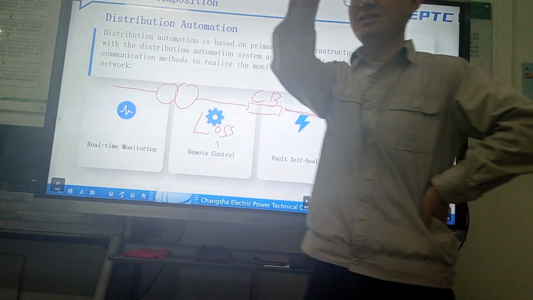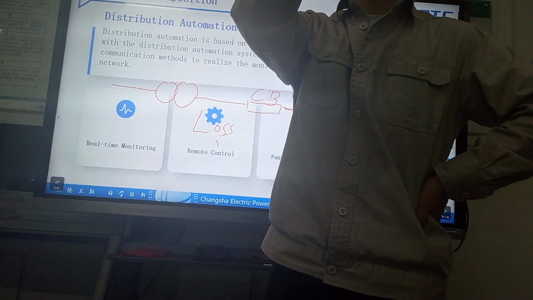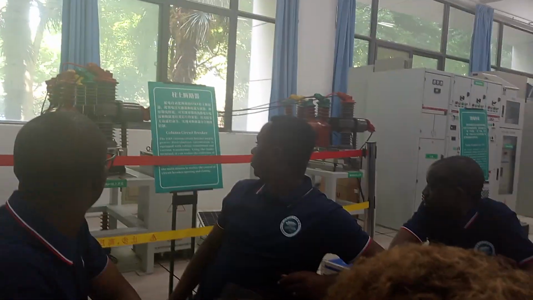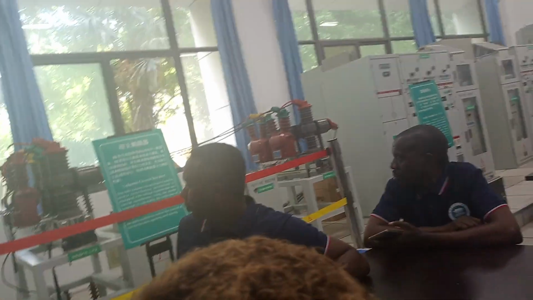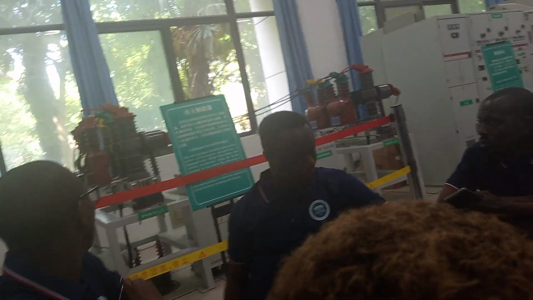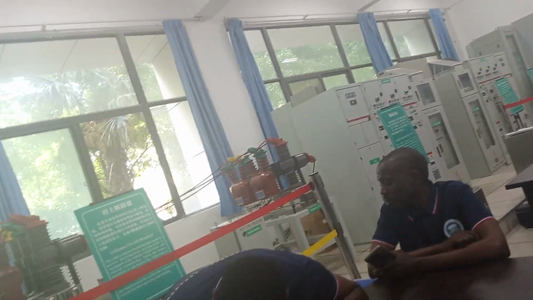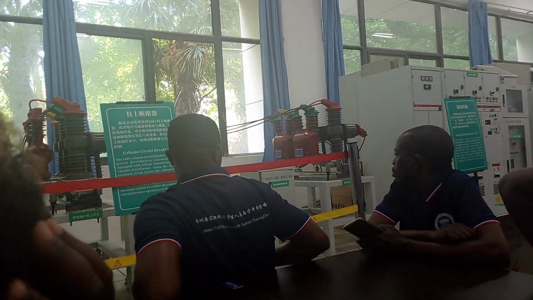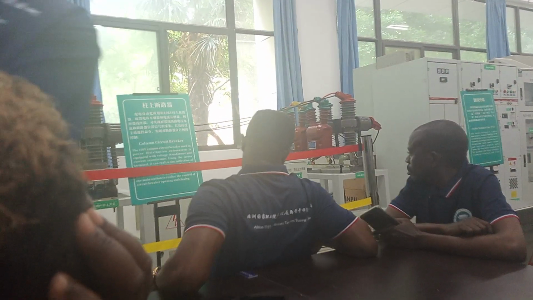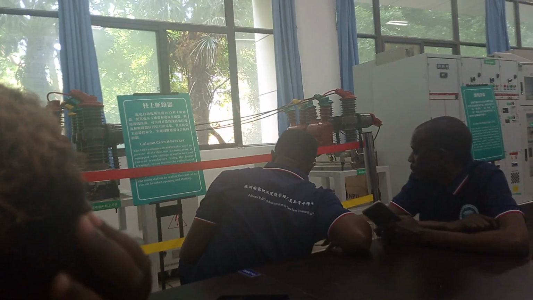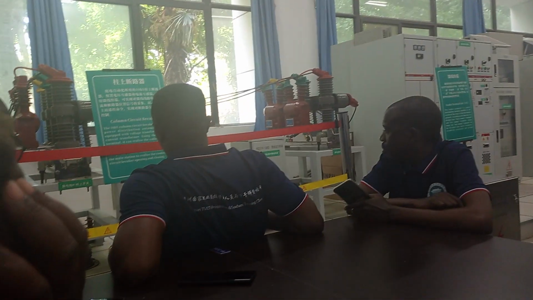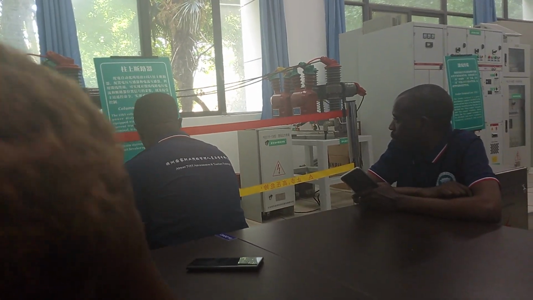You can turn around and see that equipment. Circuit breaker on the column. Circuit breaker on the column, right? A circuit breaker on a column faces a more challenging environment than the circuit breaker in a substation. Do you agree?